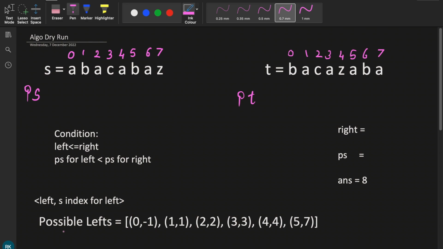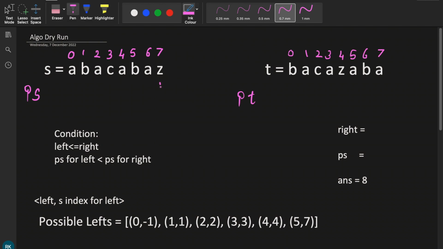What we have done is I have taken the possible lefts and I have initialized answer to 8. This 8 is the size of the T string, because if we remove all the characters from T string, the empty string is always a subsequence of S. And I have written down the conditions which we saw previously: left should be less than or equal to right, and PS, that is the S index for left, should be less than PS for right, that is the S index for right. To get right, we start from the end of both strings.